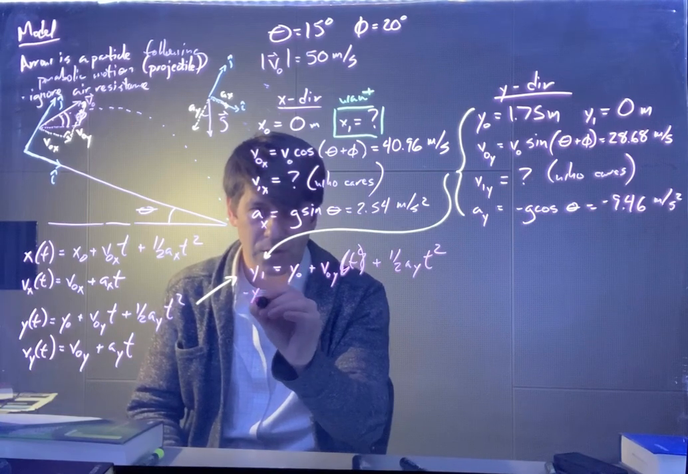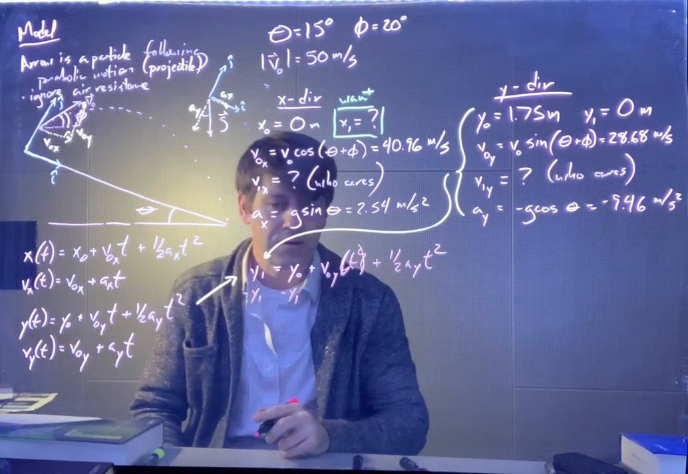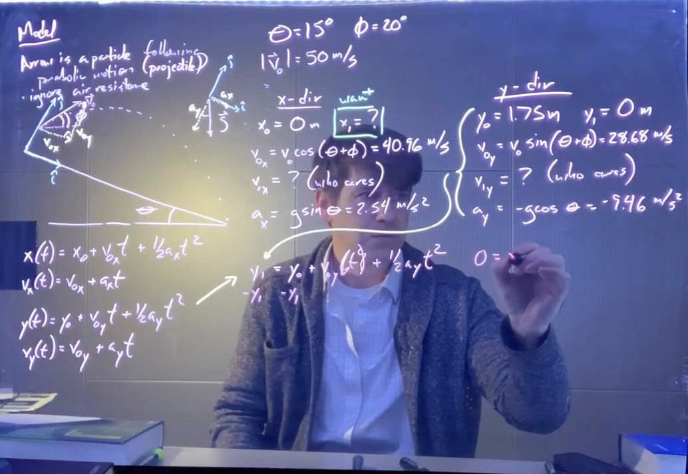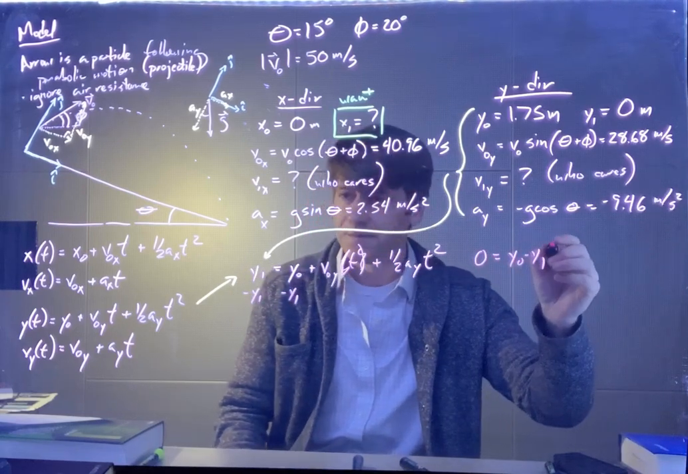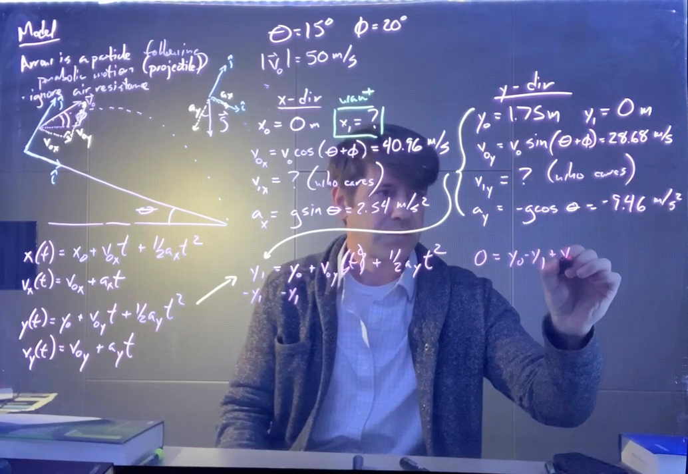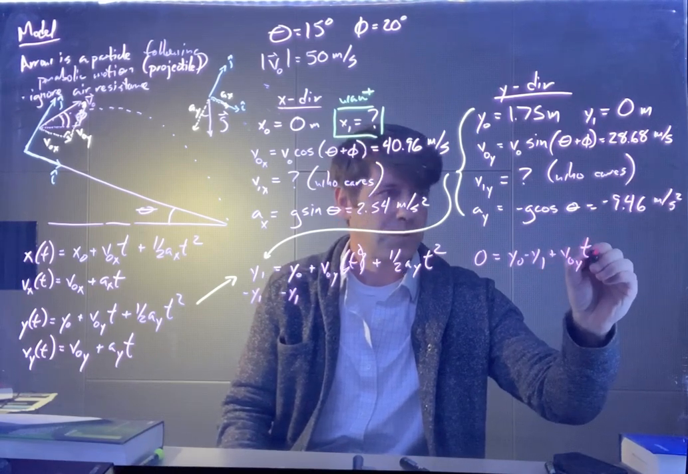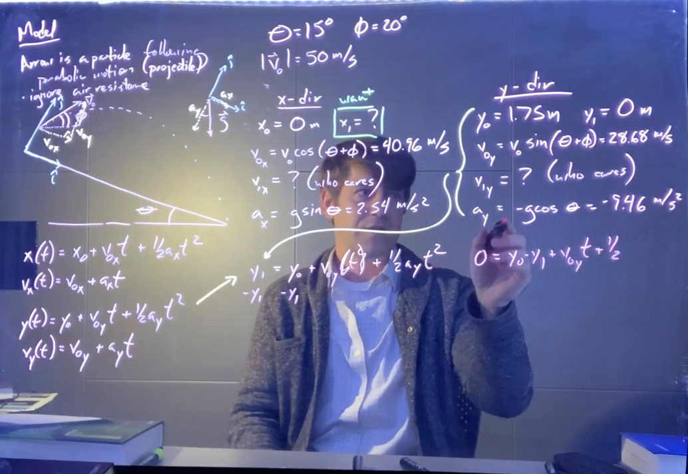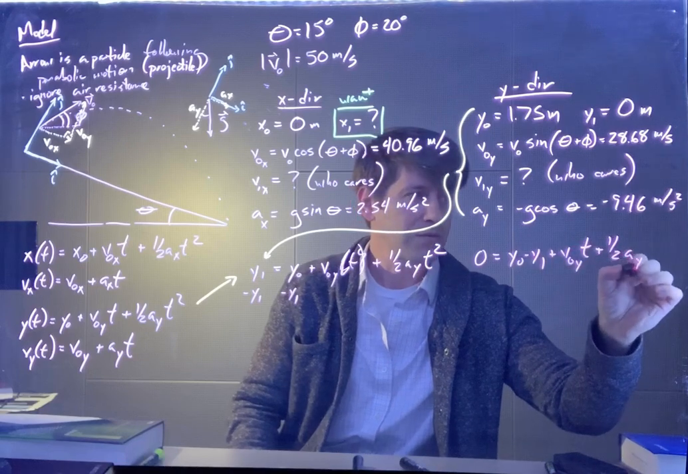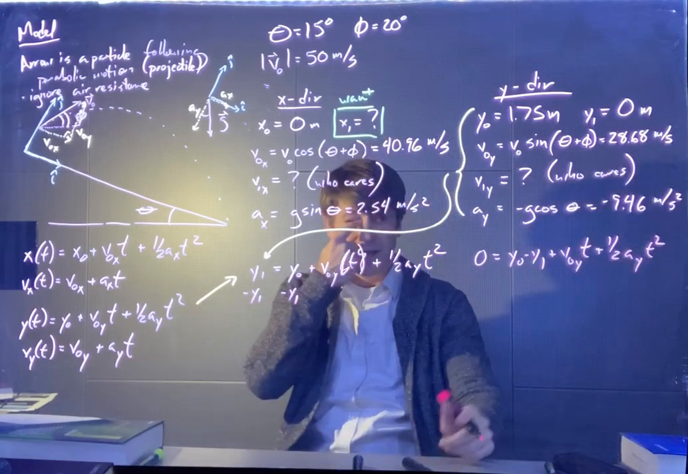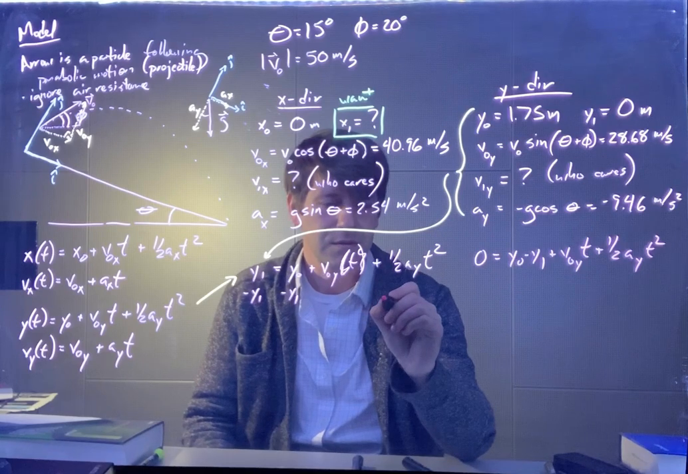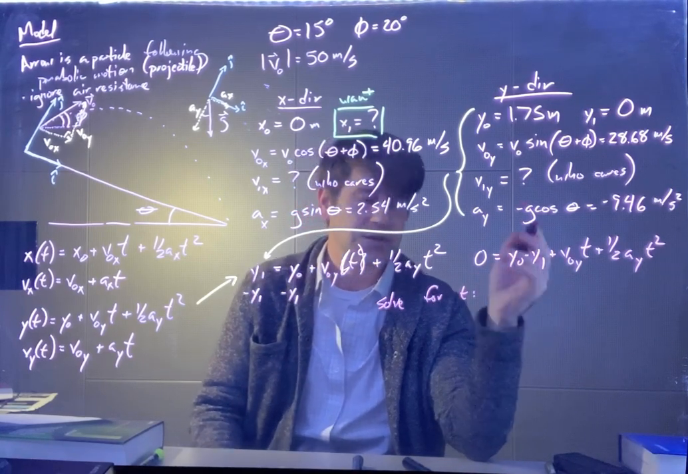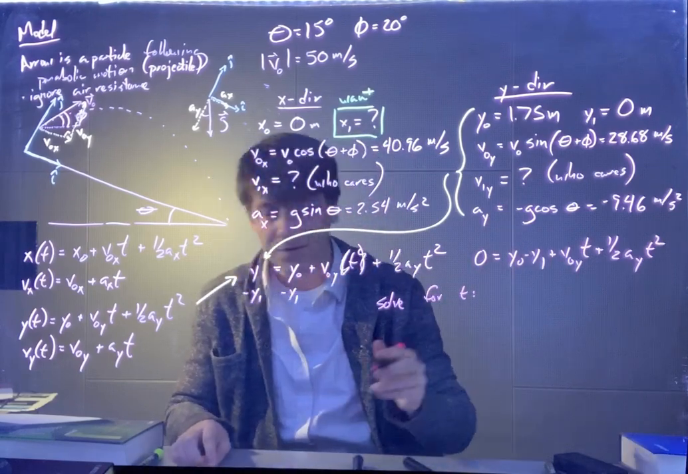Now if I subtract y1 from both sides, then I get 0 is equal to y naught minus y1 plus v naught y times time plus 1/2 ay t squared. Okay, and now I want to solve for t. This is just a quadratic equation. So solve for t.